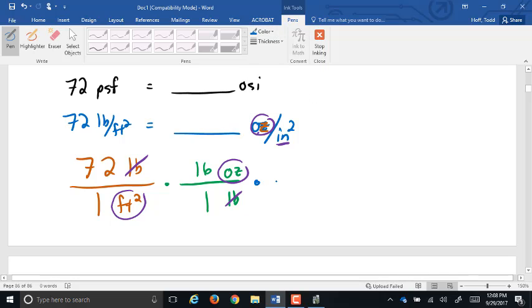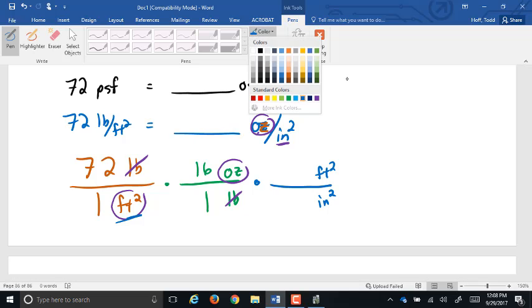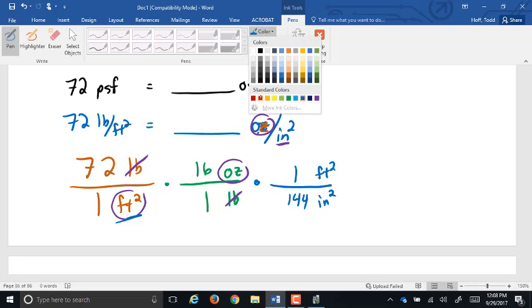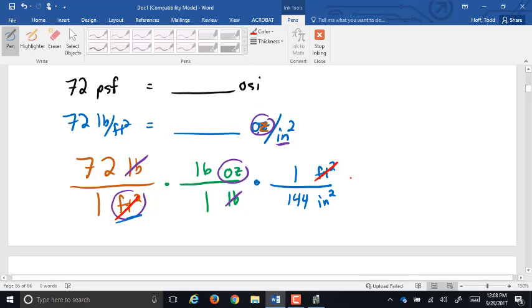I do another conversion factor. Now the square feet are on bottom, so to get rid of them, I have to put them on top. And I'm converting them into square inches. Now, as I said, we didn't talk about units of area, so I'm going to give you this conversion. 1 square foot is 144 square inches. It's 12 inches by 12 inches. So now the square feet cancel out, and those are gone.